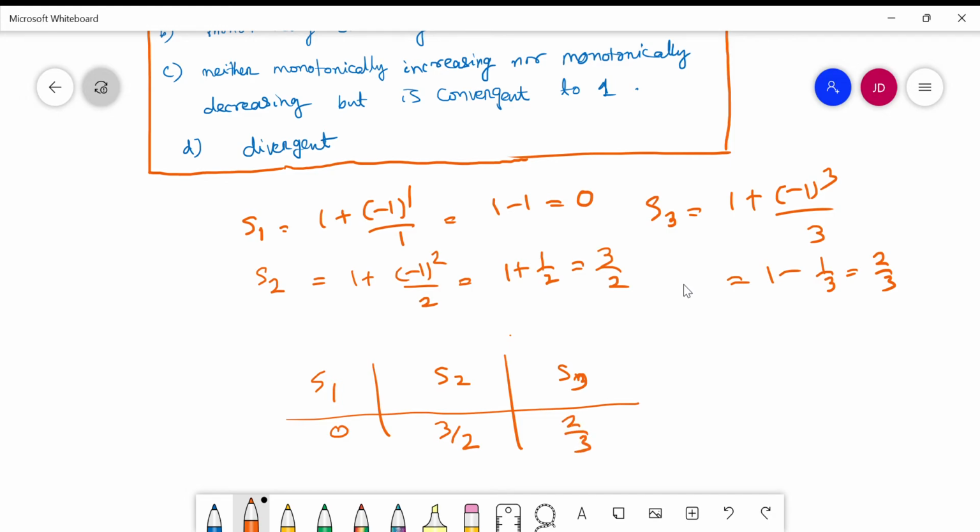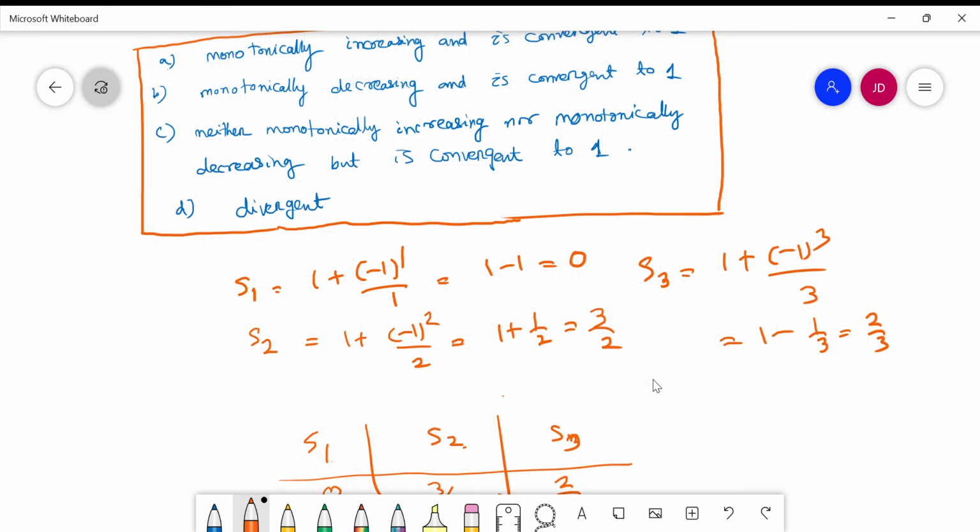So from S1 to S2 it is increasing, and from S2 to S3 it is decreasing. Since from 0 to 3 by 2 it is increasing, we can say that monotonically decreasing is not possible, because it is increasing at least at one point. And similarly, when we move from S2 to S3, it is decreasing, so we can say that the option monotonically increasing is also false. So options A and B are false. Now these two options are the only ones which remain.